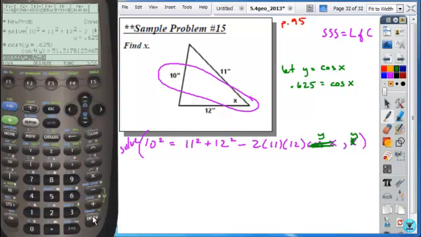So I hit enter, and I get my angle measure to be, so x itself is going to be the inverse cosine of that ratio, which I entered in. And so I get x to be 51.3.